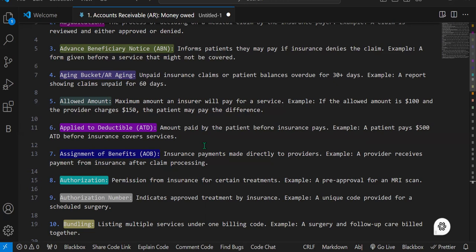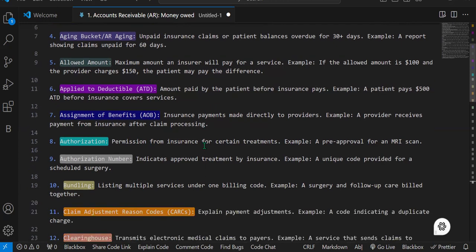Assignment of benefits: insurance payments made directly to the provider. For example, a provider receives payment from insurance after claim processing. What is assignment of benefits? You have given services to the patient and you got the payment from the insurance. So they will tell the assignment of benefits, how this patient is benefited from this insurance claim.